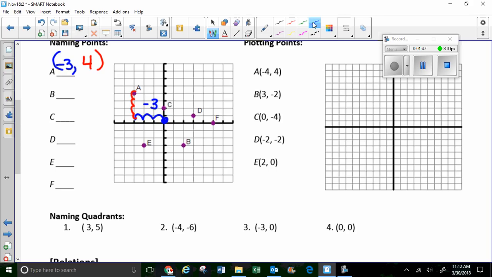B, again, I'm going to start at the origin, and I'm going to move to the right 1, 2. So that's +2. And then I'm going to move down 1, 2, 3. So that's -3. Down is the negative direction.